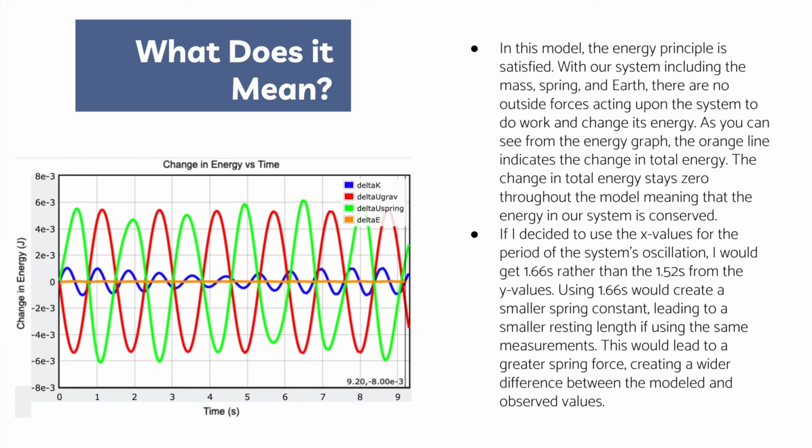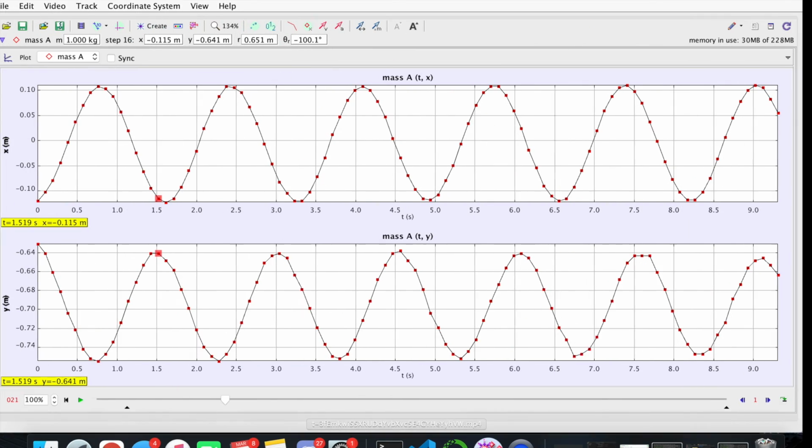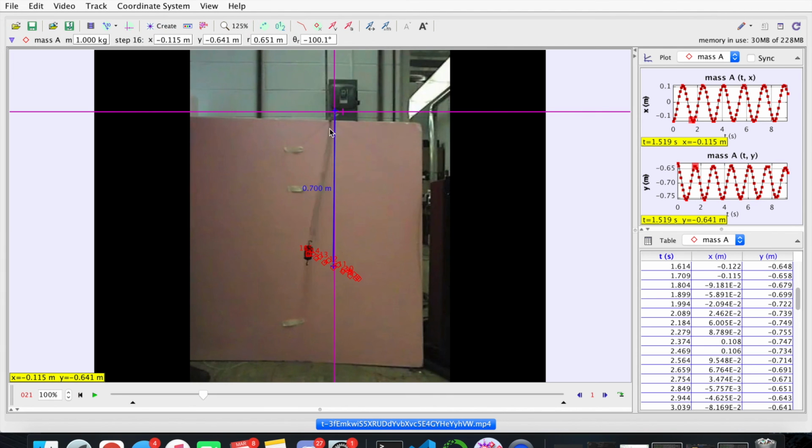If I decided to use the x values for the period of the system's oscillation, I would get 1.66 seconds rather than the 1.52 seconds from the y values. Using 1.66 seconds would create a smaller spring constant, leading to a smaller resting length if using the same measurements. This would lead to a greater spring force, creating a wider difference between the modeled and observed values. And the reason why we use the y values is because the direction of the spring is in the y direction and not the x direction.